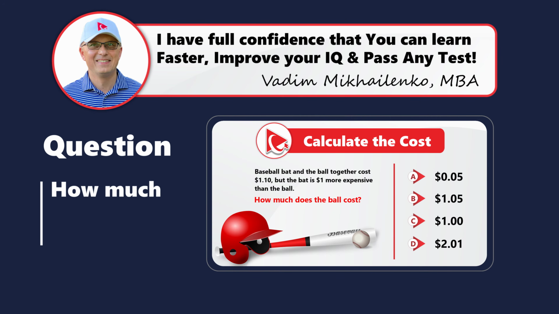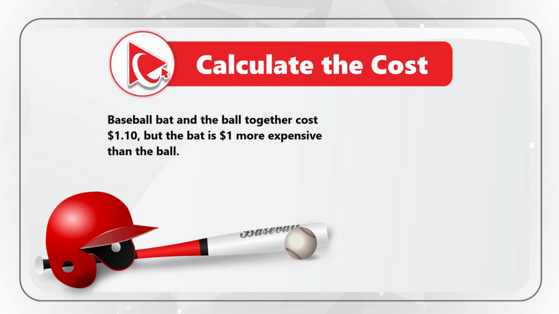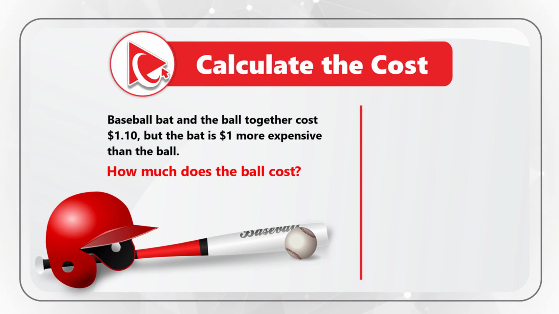This is one of my favorite questions because it tests a variety of different skills in the test. Baseball bat and the ball together cost $1.10. But the bat is $1 more expensive than the ball. How much does the ball cost? You need to select one out of 4 possible choices.